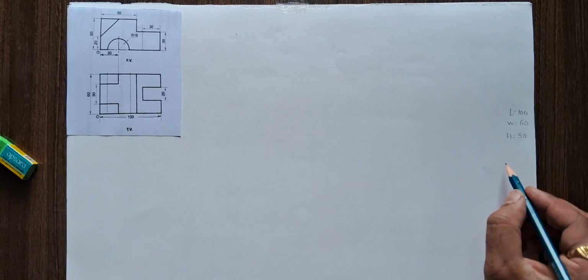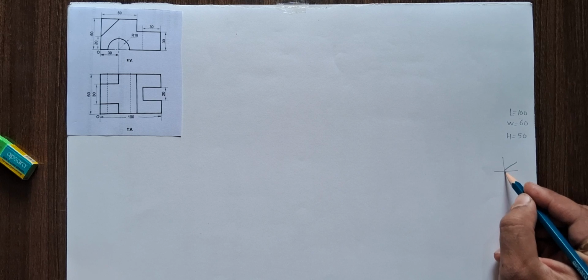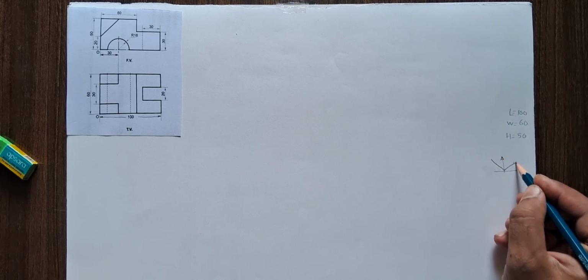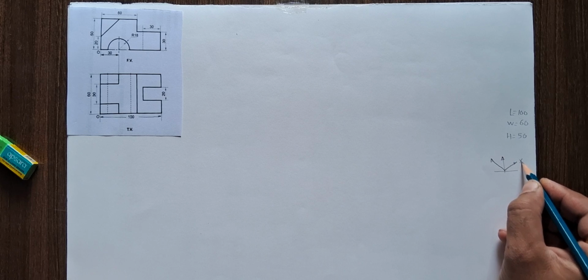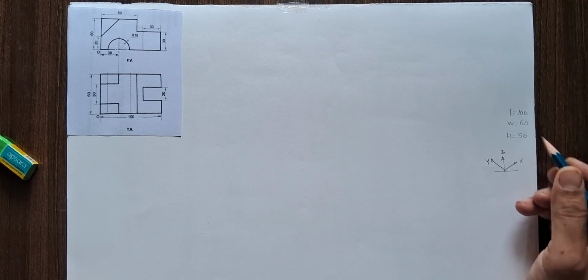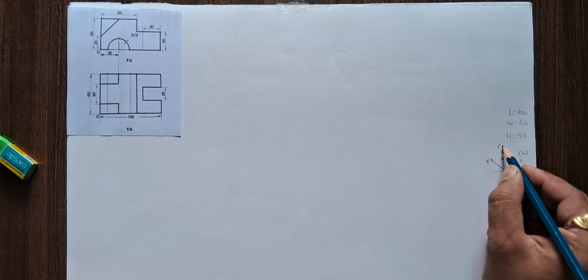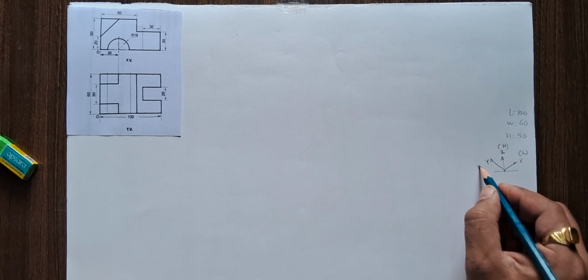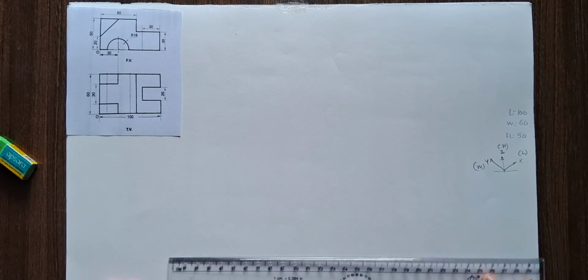We know that for an isometric view, we require an isometric box. So this is a three coordinate system. This is x, this is z, this is y. Along x, for this problem, we have marked the length. This is the height h, and the width along the y-axis we are going to mark. Now let's see the solution of this problem.